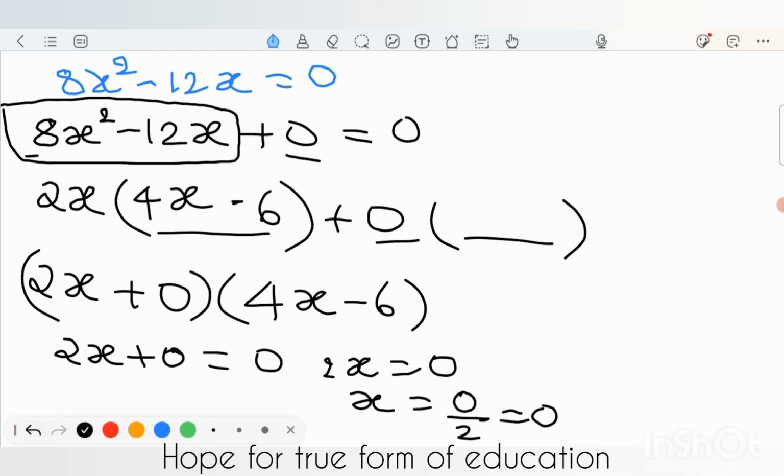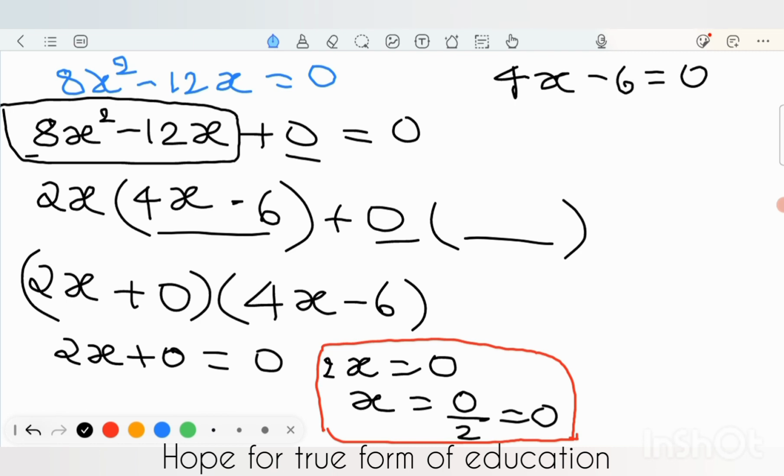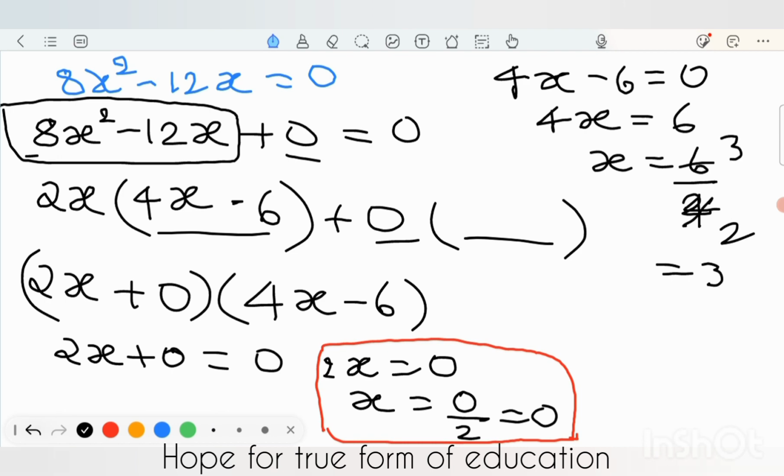Got it? Let me highlight it. I guess you understood. Now next, 4x minus 6 equal to 0. 4x is equal to 6. X is equal to 6 by 4, and 2 2s are 4, 2 3s are 6, so which is equal to 3 by 2. So this question looks quite different. So here this is another solution, right?